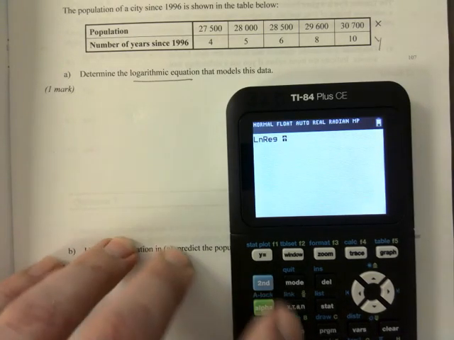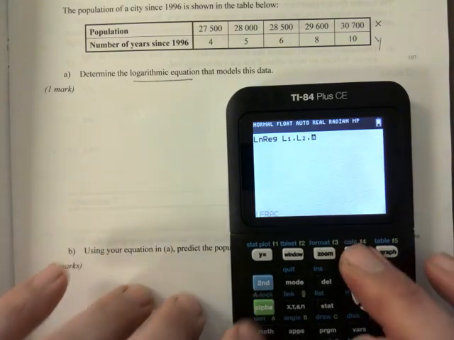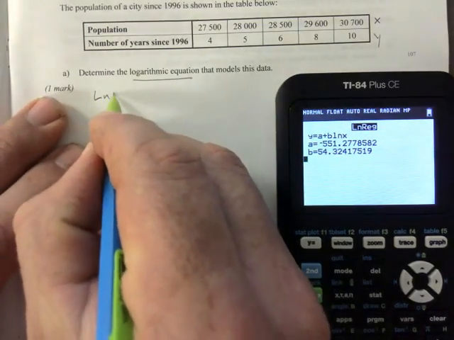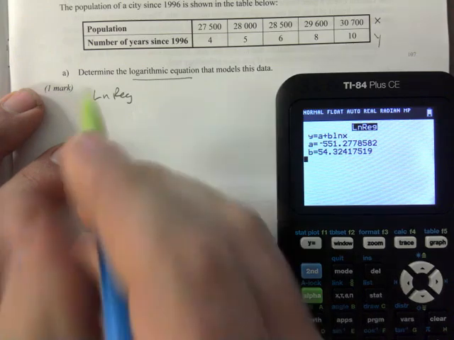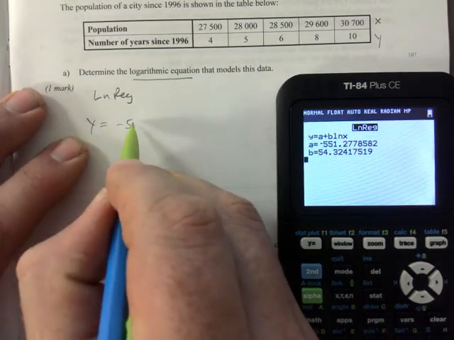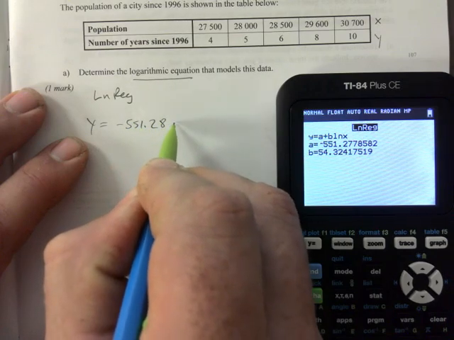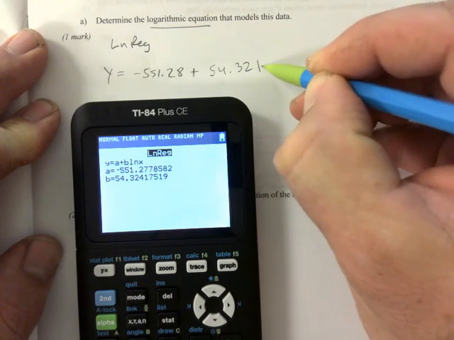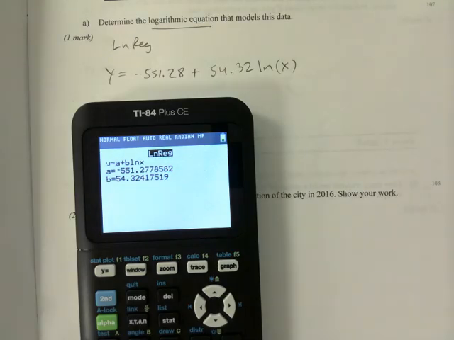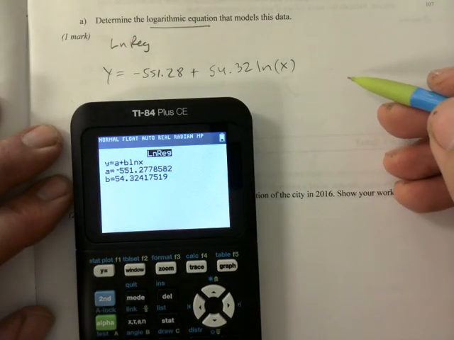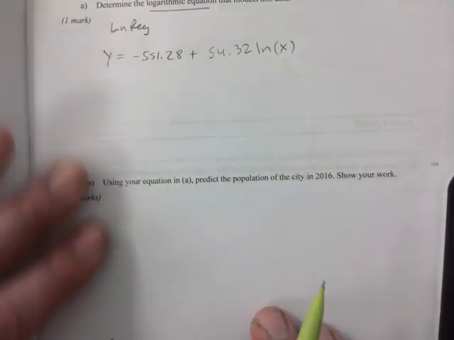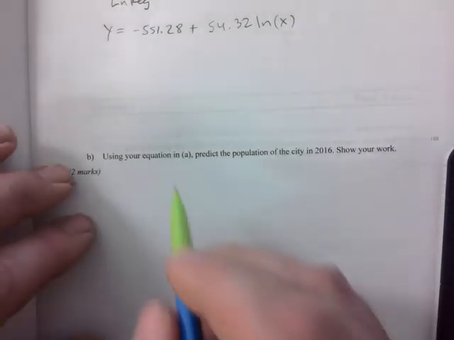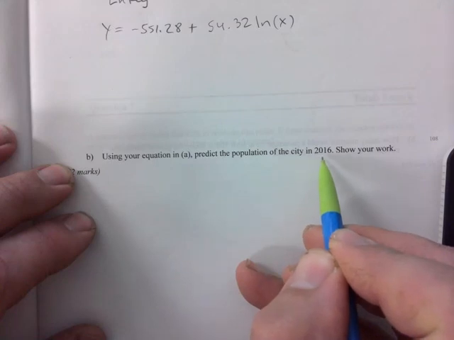See, option 9. Alpha trace enter. There we go. And that's what I get. So just go and tell me which one you're using. And don't forget your y equals. And we've got a positive b value, right? 54.32 natural log of x. Perfect. You're done. One mark. Just if you're basically checking, do you know how to do a regression? Not too bad.